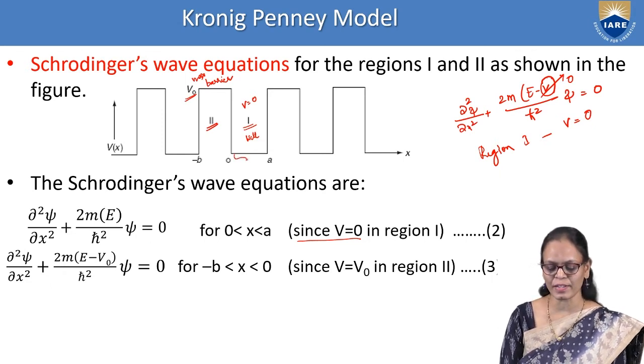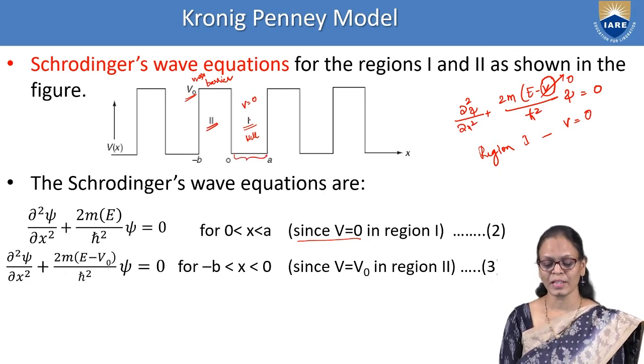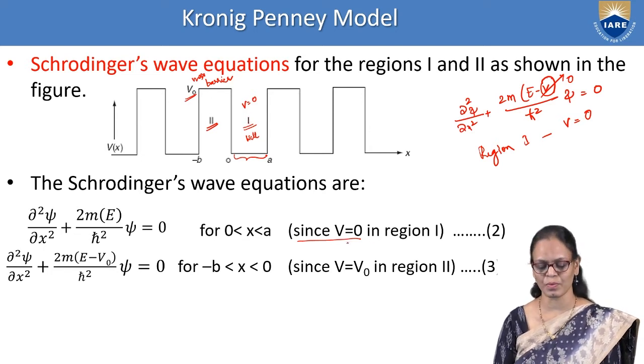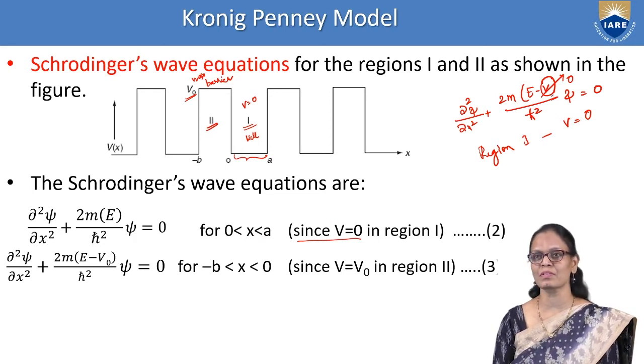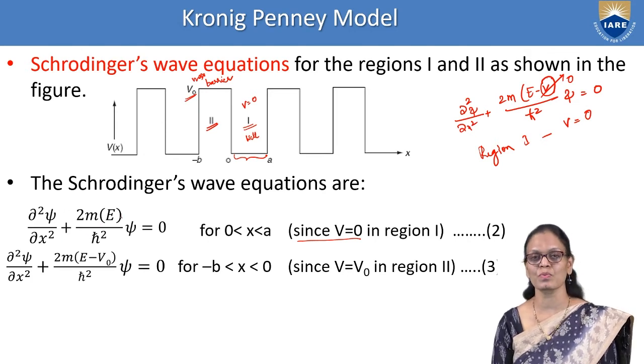So in this region, that is region 1, V is equal to 0. What will be the values of x here? X lies between 0 and a in region 1. So we are putting the condition here that for x lying between 0 and a, V is equal to 0. So when we put V equal to 0 in this equation, we get dou square psi by dou x square plus 2mE by h cross square psi is equal to 0. This is for region 1.